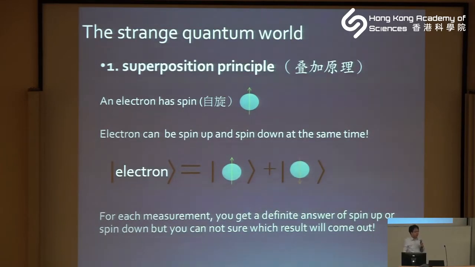Quantum mechanics tells you an electron can be in this room and the room next to us at the same time. It can be at two places at the same time. It can be in two states at the same time. And that's the strange thing about quantum mechanics. And this is called the superposition principle.